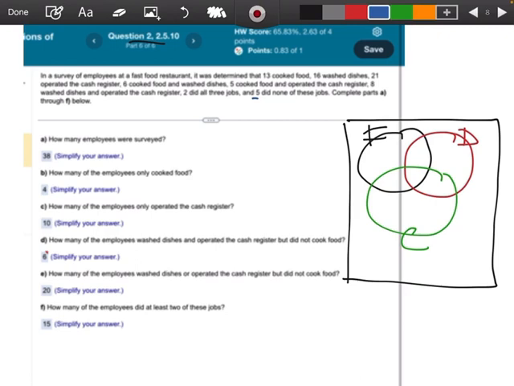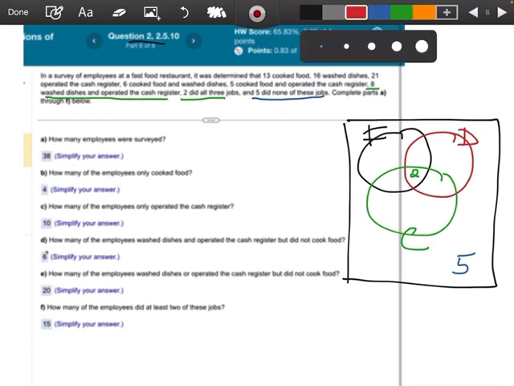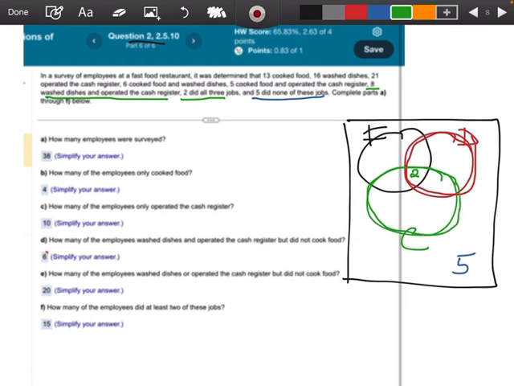And what I mean by that is, it says 5 did none of those jobs. So those 5 are going to be over there. Now it says 2 did all 3. So I'm going to put my 2 right here in the middle. Now it says 8 did the dishes and the cash register. So here's my dishes circle, and here's my cash register circle. Those 2 circles overlap right here, and that number has to be a total of 8. Well, if this part is 2, then that's going to have to be 6 because that'll give me an 8 total. So let's get rid of that 8.